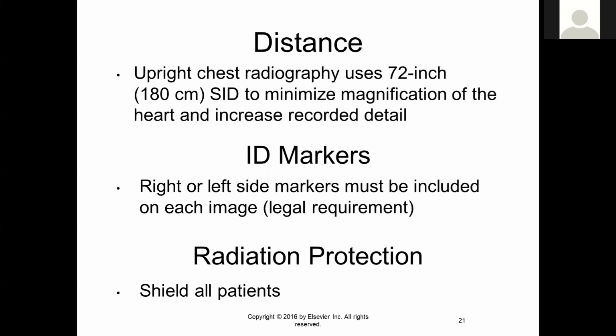Left or right side markers must be included on each image. This is a legal requirement. As I mentioned before, we flip chest X-rays visually before we send them to the doctors. It's not the way that we shoot them. So any X-ray is reversible, and there can be no indication of whether you're looking at the left or right side unless you have a lead marker visible on the picture.